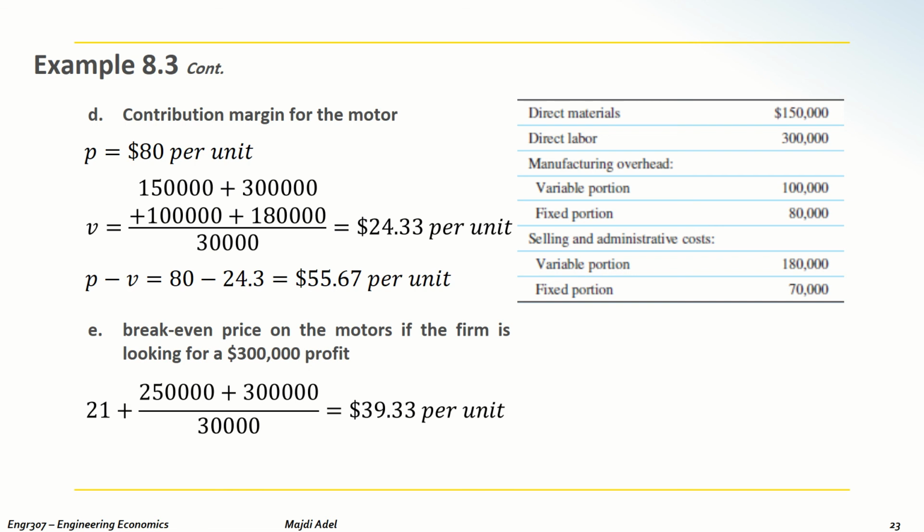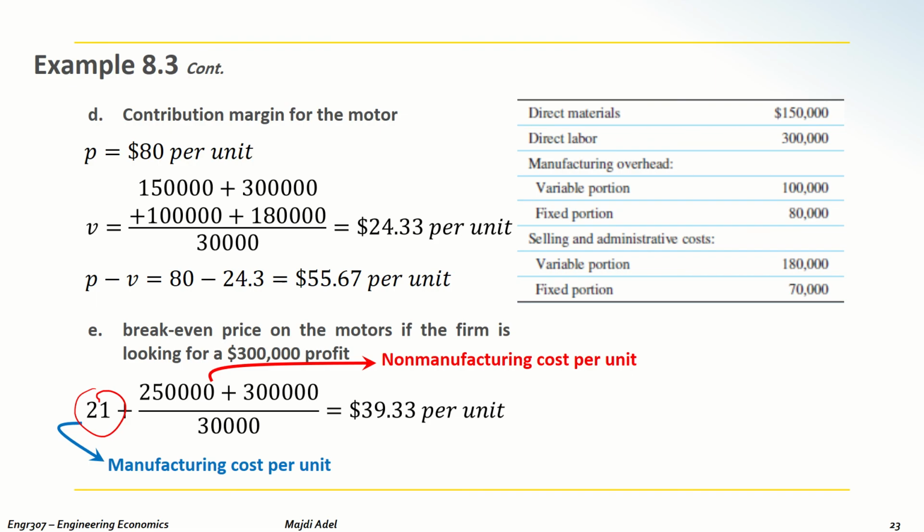And the break-even price on the motors, if the firm wants to make a $30,000 profit, is going to be the manufacturing cost for 30,000 plus the non-manufacturing cost plus the expected profit. This is the non-manufacturing cost, 25,000 divided by 30,000 units, which is going to be $39 per unit if I want a minimum profit of 300,000.